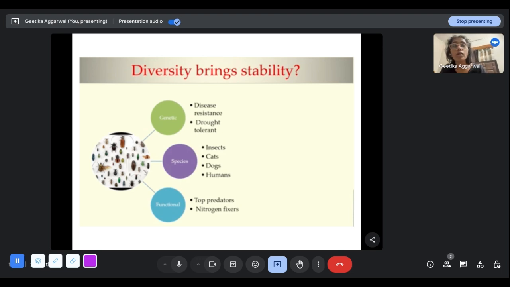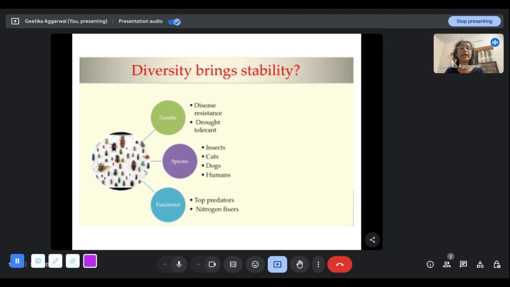They might be drought tolerant. Some of these species might be tolerant to higher water levels. Some of them might be tolerant to higher salt levels. All of these things might be happening. Species diversity, if you have a lot of species, for example, insects, cats, dogs, and humans, you need a lot of species to keep everything in balance.